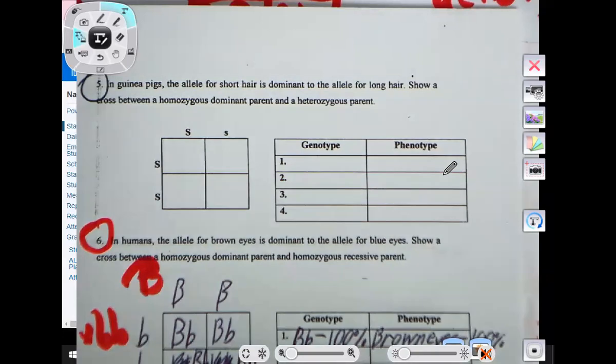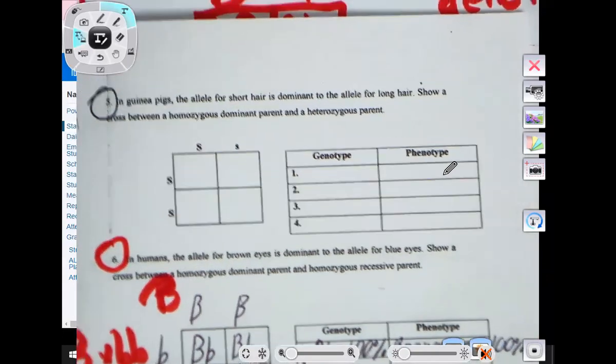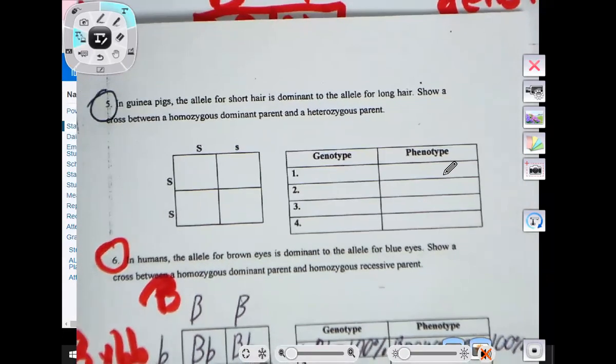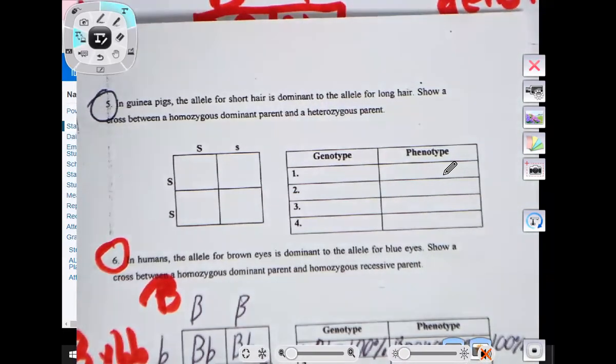All right. So we're looking at this problem right here, number five. Would you read it for us? In guinea pigs, the allele for short hair is dominant over the allele for long hair. Show a cross between a homozygous dominant parent and a heterozygous parent.